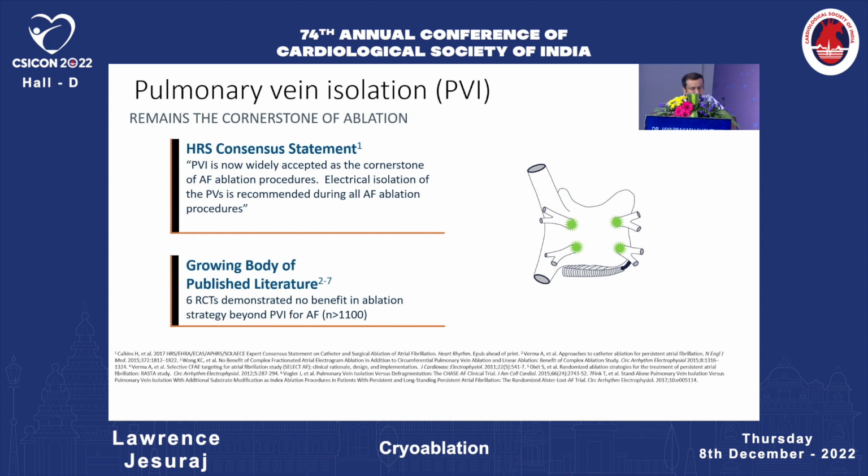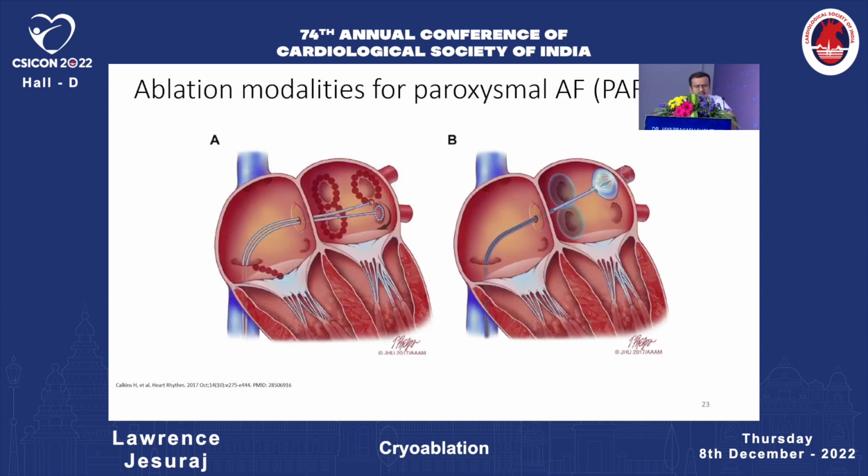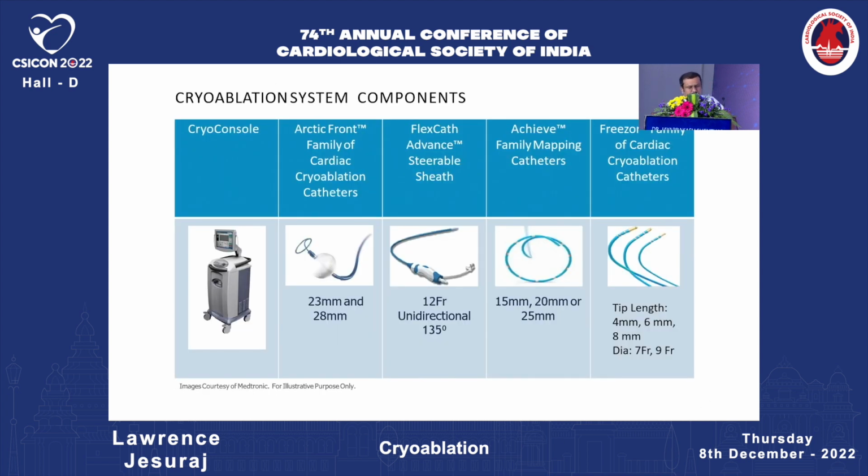So we have now a growing body of evidence that whatever lines we put other than pulmonary vein isolation, there is not much data to support long-term success of keeping these patients in sinus rhythm. Regarding pulmonary vein isolation, we have two techniques right now available. One is point-to-point ablation with radiofrequency, and the second one is cryoablation with a cryoballoon.